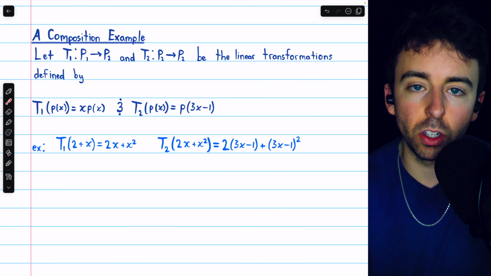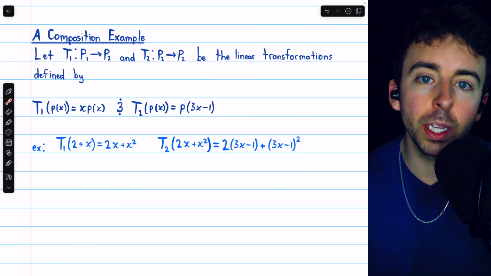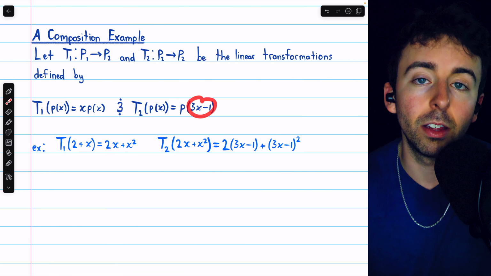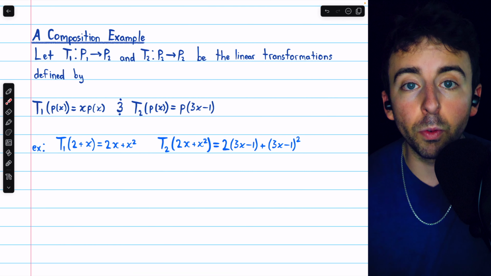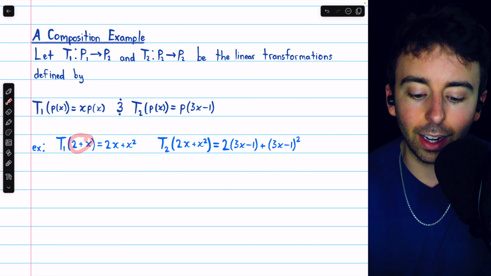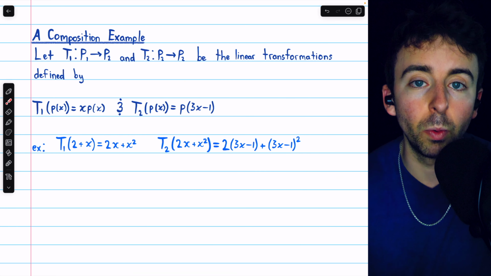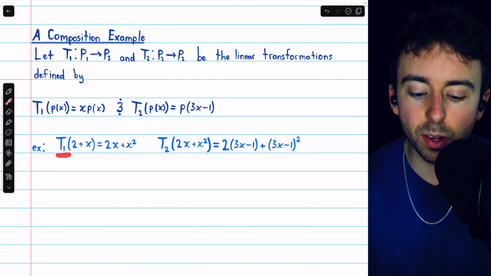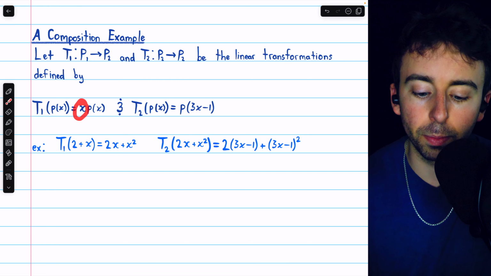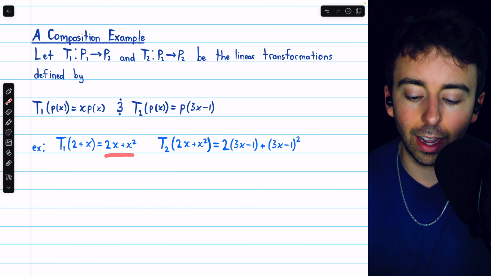So what T2 would do is it would take a polynomial, and wherever there is x in the polynomial, it would be replaced by 3x minus 1. So for example, if we plug 2 plus x, which is a vector from the space of polynomials up to degree 1, into T1, T1 is just going to multiply it by x. And so its image is 2x plus x squared.